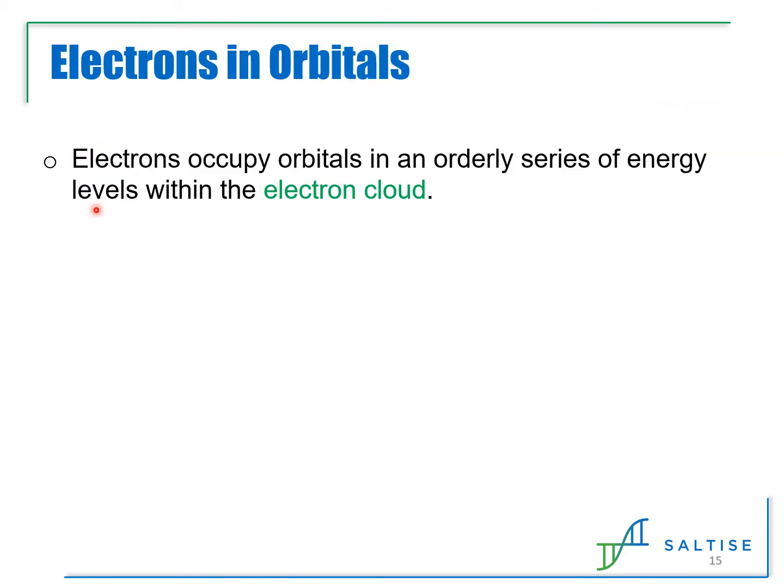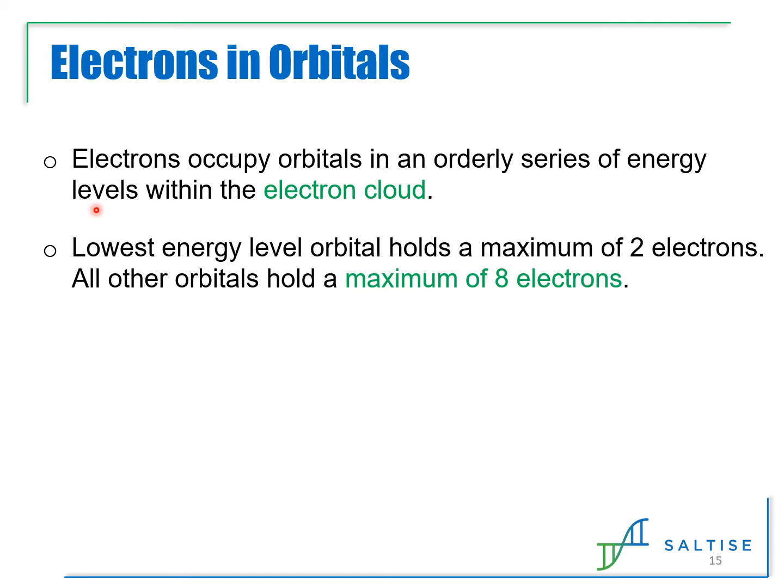Inside the atoms, electrons are found in orbitals, and these orbitals make up the electron cloud. The orbitals are arranged in an increasing order of energy, where electrons that are further away from the nucleus are occupying orbitals with higher energy. The lowest energy level orbital is found closest to the nucleus. It can hold a maximum of 2 electrons. All the other orbitals can hold up to 8 electrons. This is an important property as it will dictate the reactivity of an atom.